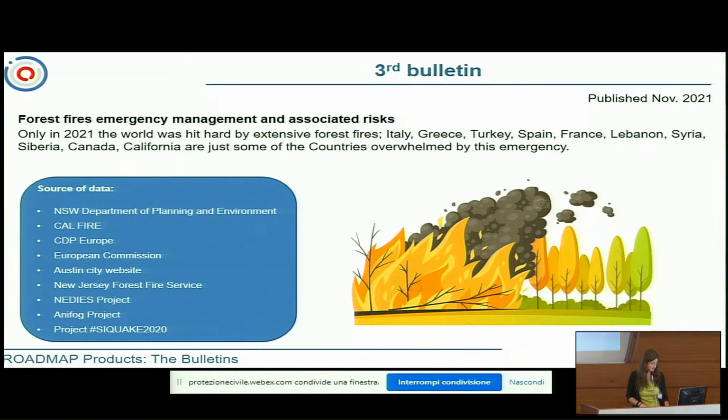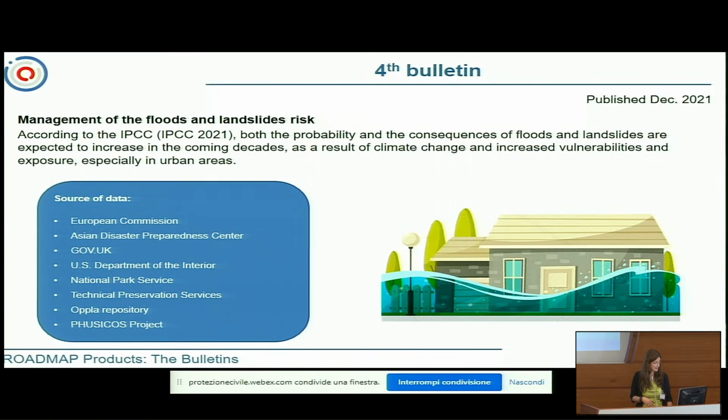The third bulletin is dedicated to forest fire emergency management and associated risk. The main sources of data are European Commission reports, national reports, and good practices selected and tested in research projects. The same is true for the fourth bulletin, which is dedicated to the management of flood and landslide risk.